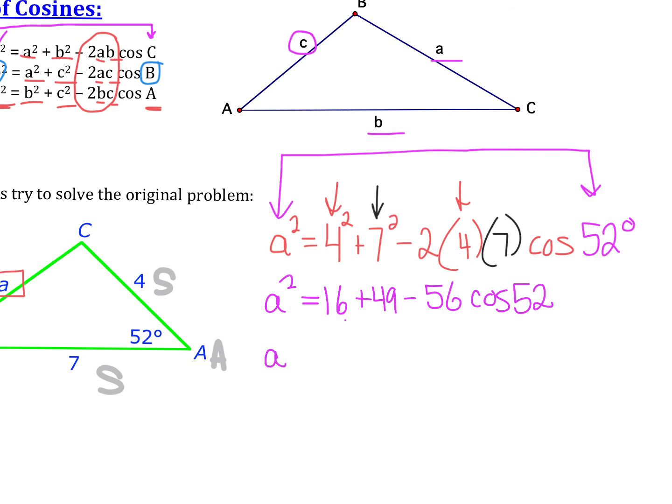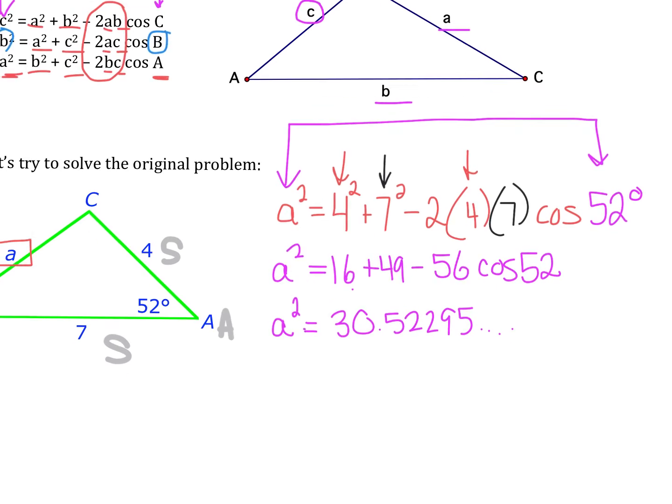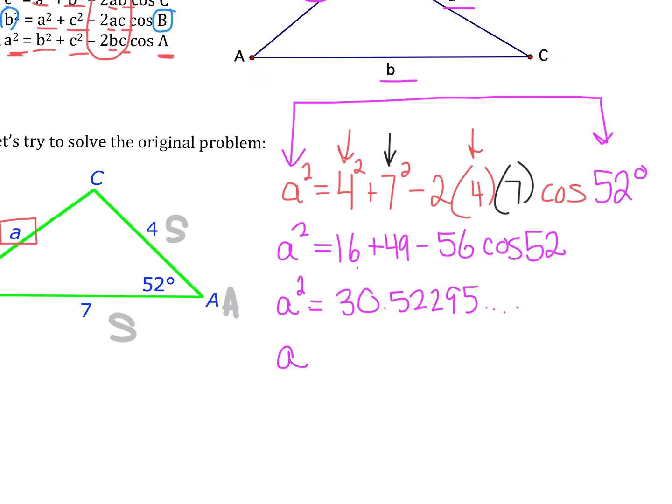I'm going to type this all in on my calculator. I get A squared equals 30.52295... It goes on forever. How do I get A by itself? I square root both sides. I'm going to get A is approximately equal to 5.52.